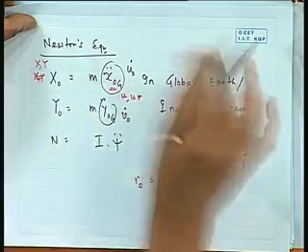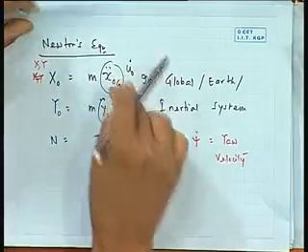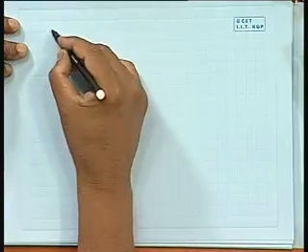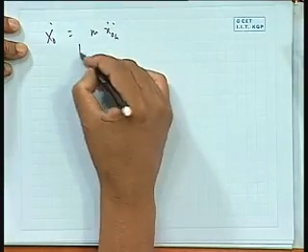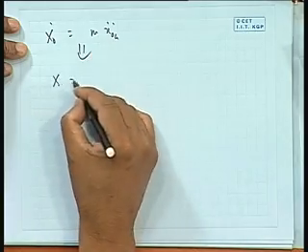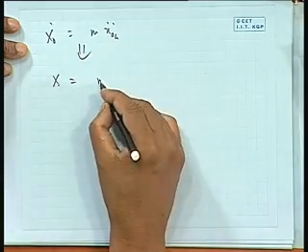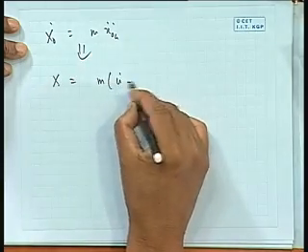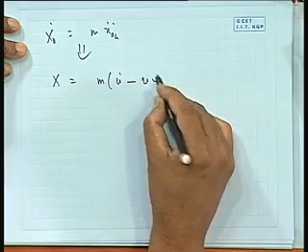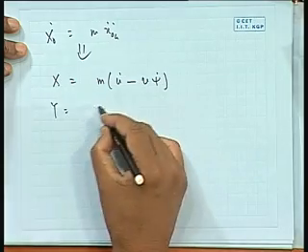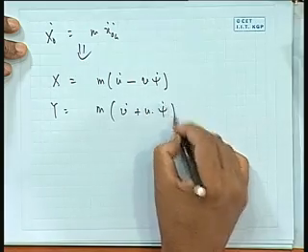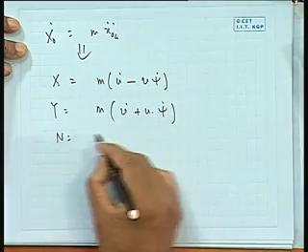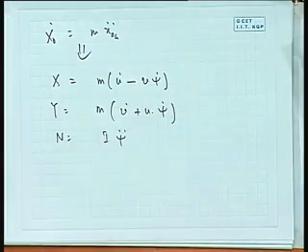Now, if I rewrite all that in terms of x and u, the left side is X, and the right side I get mass into u dot minus v psi dot. Y is mass into v dot plus u psi dot, and N of course remains the same.